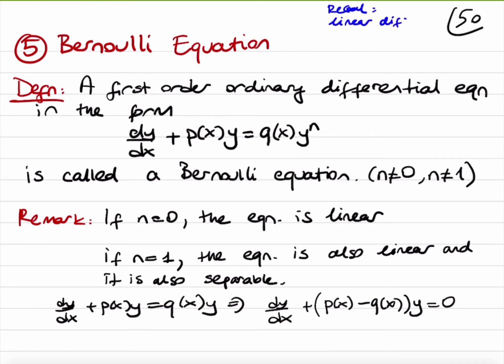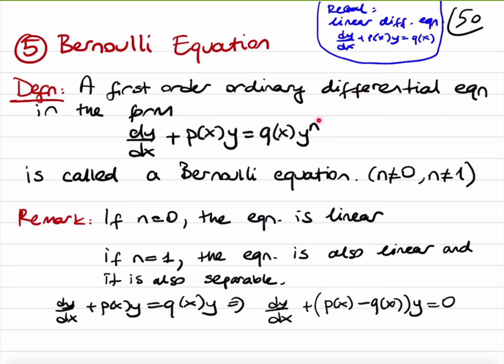Linear differential equations are of this form: dy over dx, if you remember, plus p of x y is equal to q of x. So this was the linear differential equation. In Bernoulli, we have this extra term y to the power n, and we don't want n to be 0 or 1, because n equal to 0 and n equal to 1 cases are also linear cases.